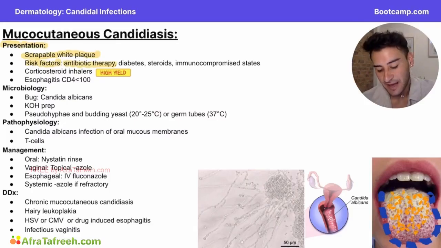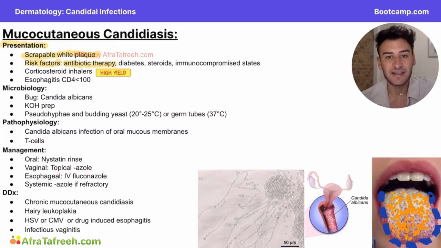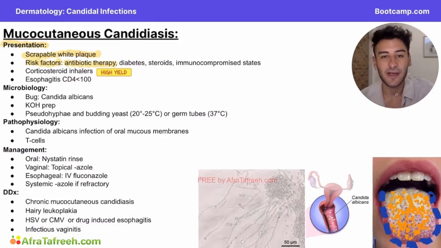So you're going to see I'm going to add many orange dots. And these orange dots are going to come to represent that scrapable white plaque, which is candidal overgrowth. So that is going to be the pathophysiology of how antibiotic therapy leads to overgrowth of candida. But there are some other risk factors as well, one of them being diabetes.